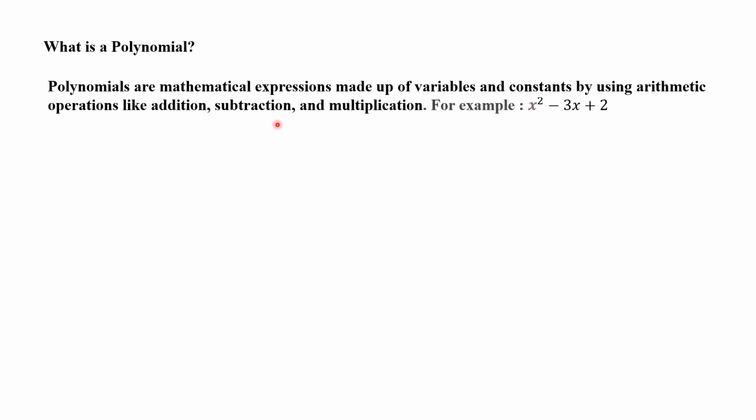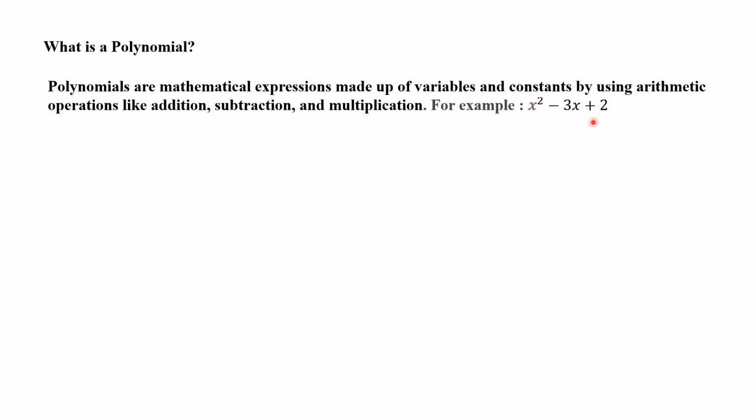So first of all we will see what is a polynomial. Polynomials are mathematical expressions made up of variables and constants by using arithmetic operations like addition, subtraction and multiplication. Division of the variable is not allowed in the polynomial. So for example, I have taken x square minus 3x plus 2. This is a polynomial and you can see it has a variable x and it has a constant also, 2.